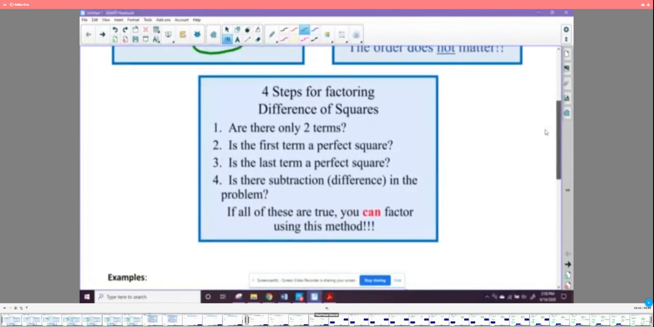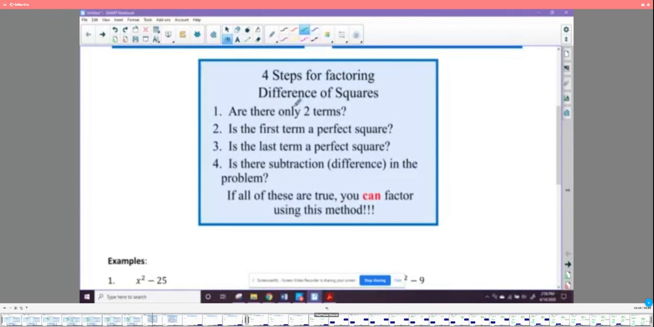So there's 4 steps for factoring difference of squares. The first step is there only needs to be 2 terms and can only be 2 terms. Is the first term a perfect square? And then is the last term a perfect square? Is there a subtraction in between both of those 2 perfect squares? If you can answer all 4 of those questions with yes or true, then you are going to be factoring by difference of squares.